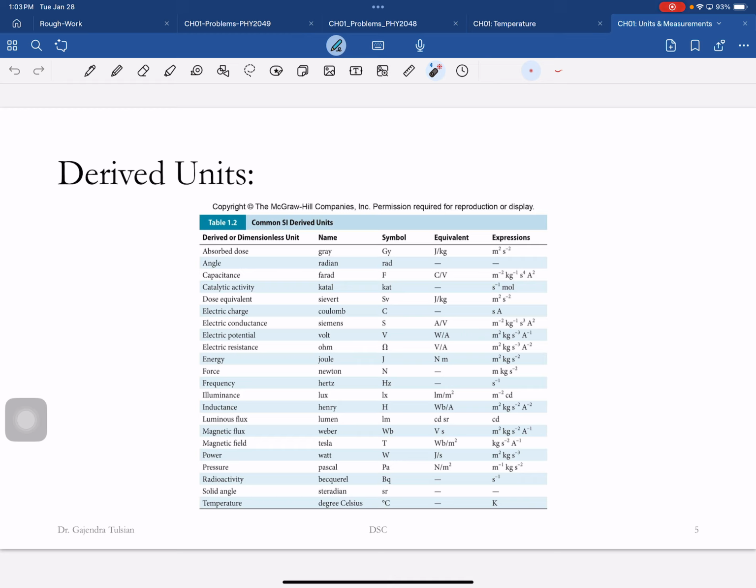Here's a quantity you'll study, force. The units for force are newtons, the SI units. And a newton is a meter kilogram per second square.